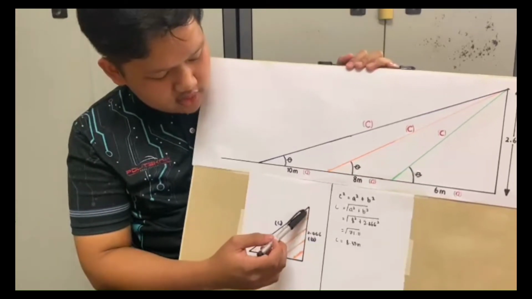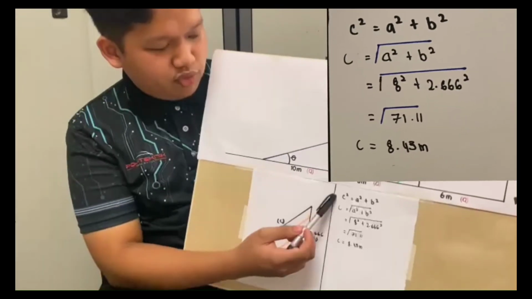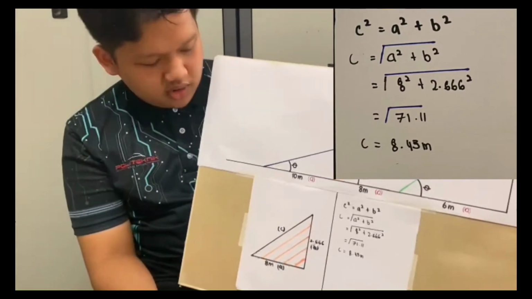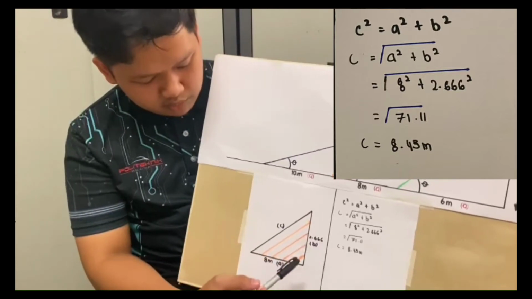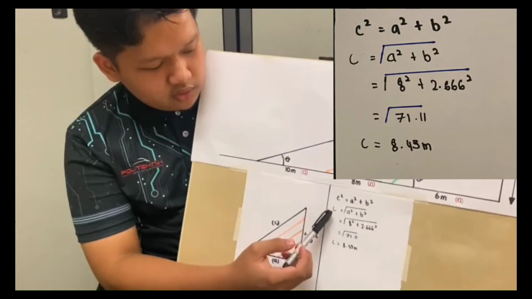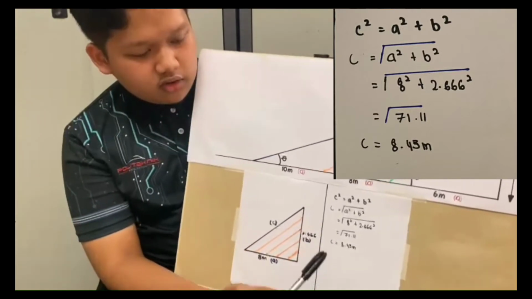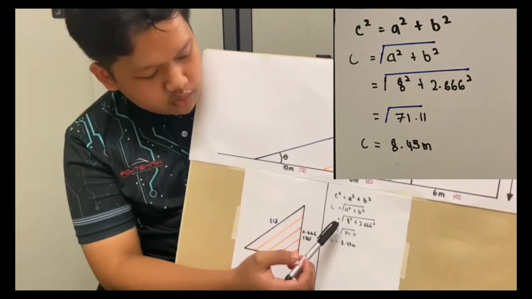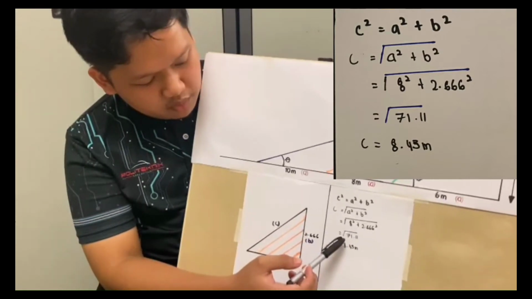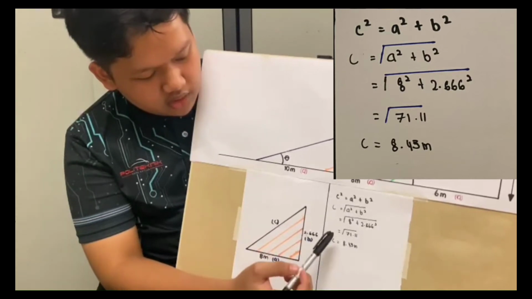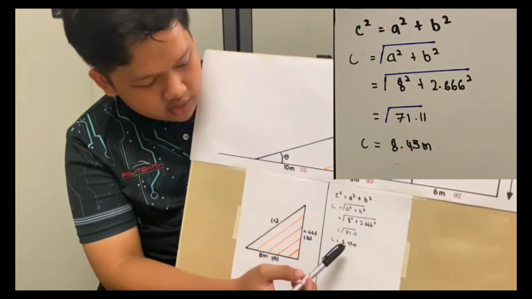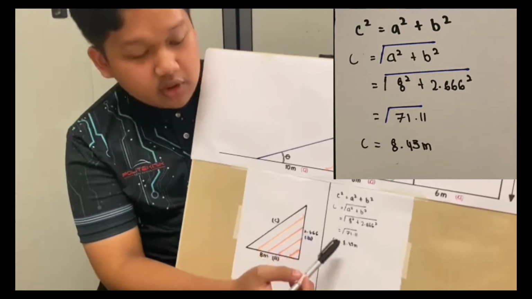For the second triangle, we still use the same formula, which is C square equal to A square plus B square. And then we apply this information to the formula, and it will be C equal to square root of 8 square plus 2.66 square, and it's equal to 71.11, and then C will be 8.43 meter.